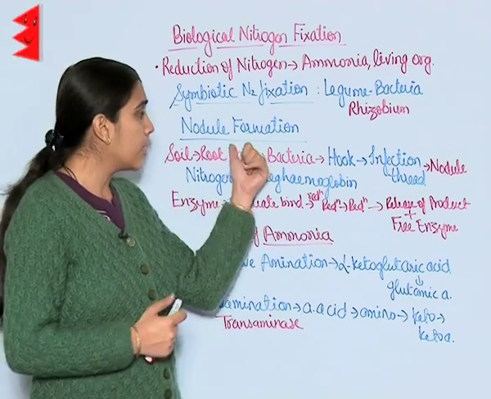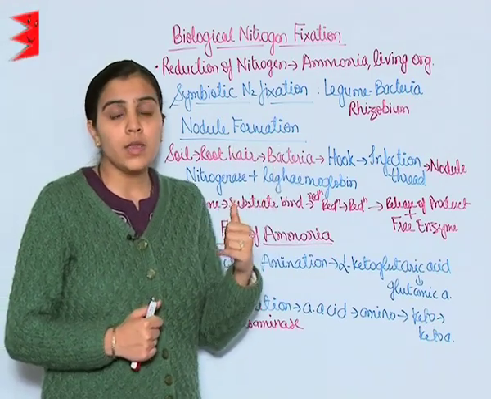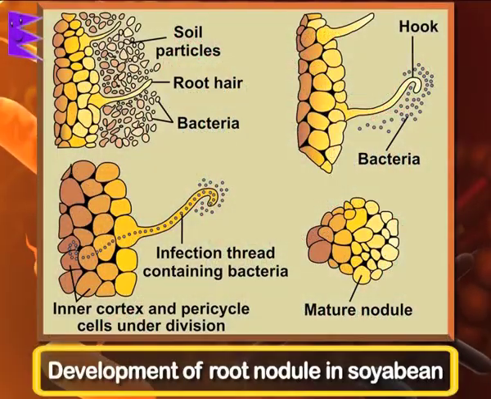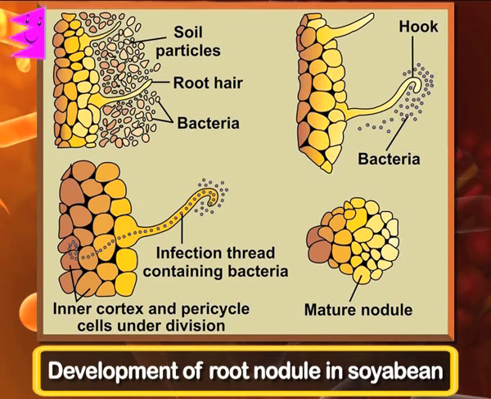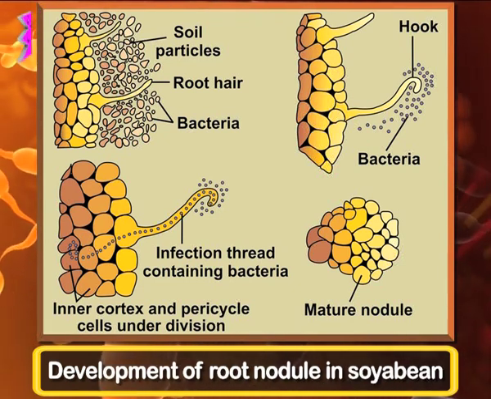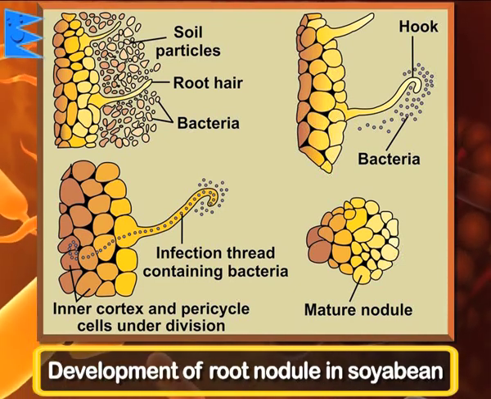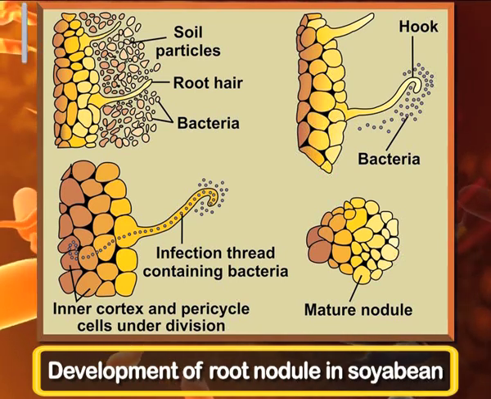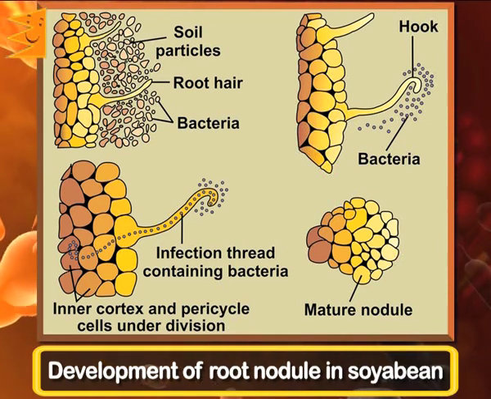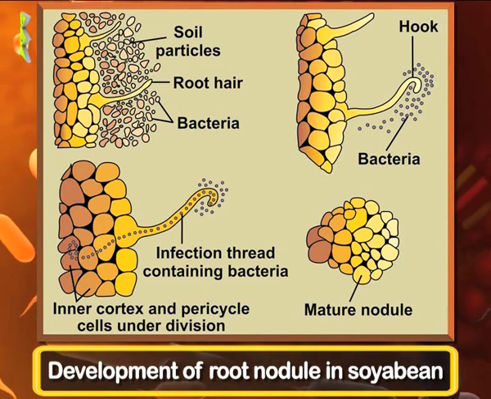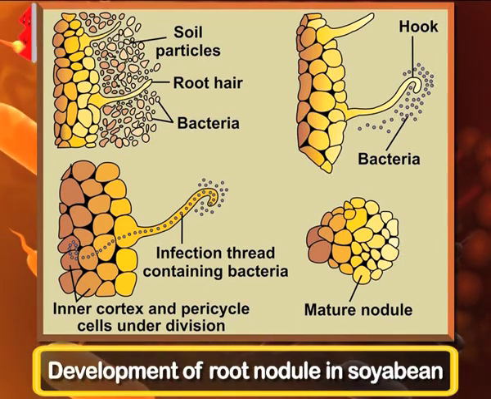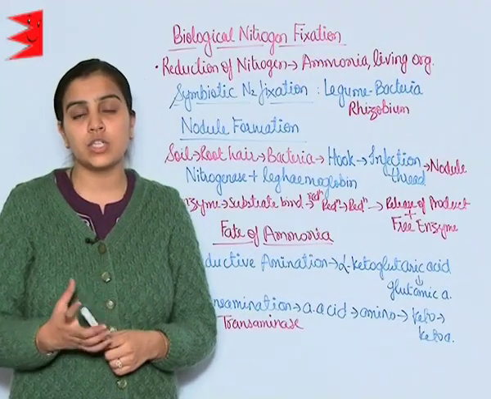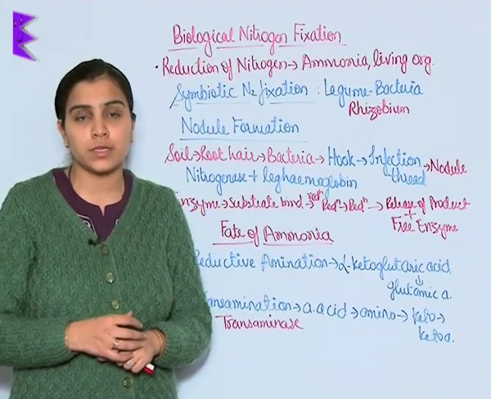Nodule formation. You can see in the diagram how the soil is there and root hair is present. Bacteria get attached to the root hair, then form a hook, and this hook is further elongated to form an infection thread, and finally a nodule is formed. The nodule contains all the biochemical machinery required for nitrogen fixation.